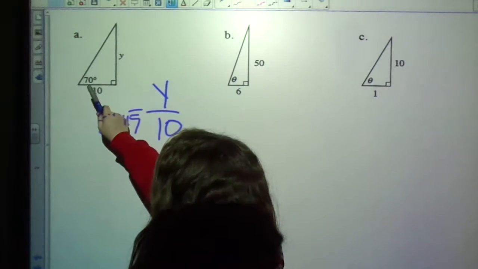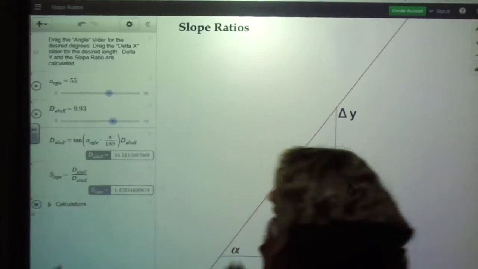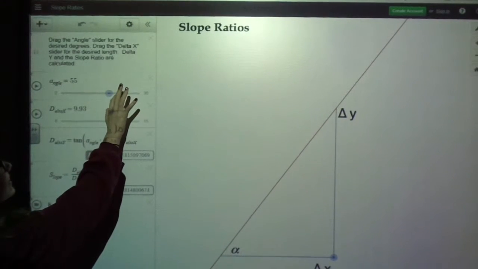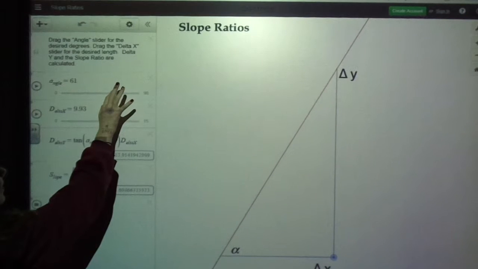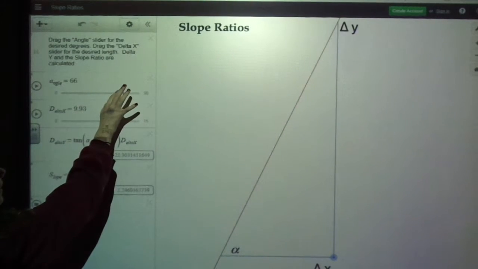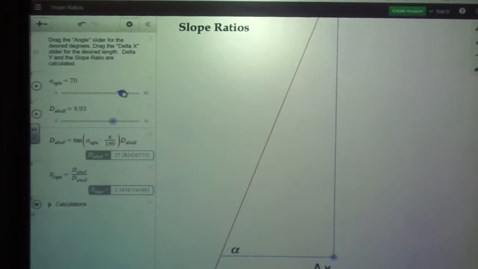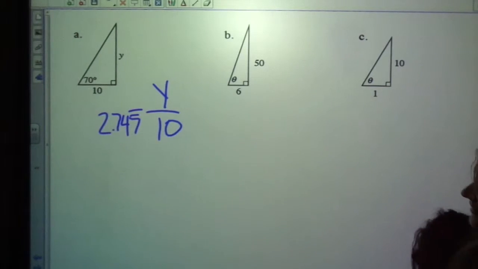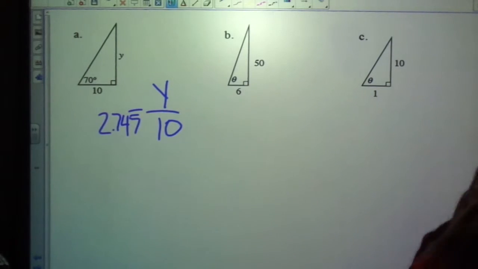Okay, maybe Ryan could show us on the, if you put the marker down, Ryan will show us the, it's okay. So 70 degrees, there it was, yep, good. And so where's the, yeah, there's the 2.747, good. All right, so that's where that number is coming from. So now how can we find y?